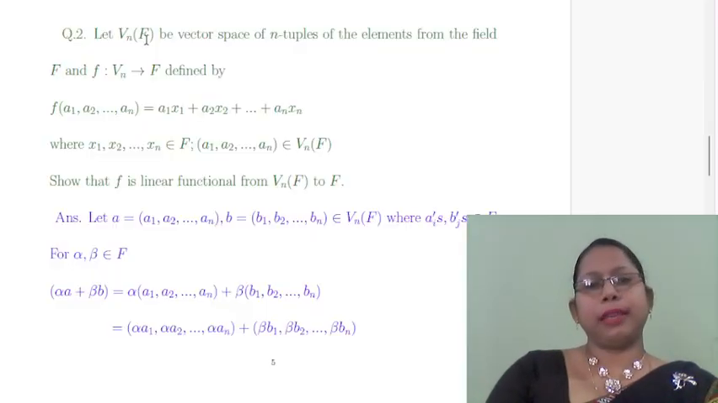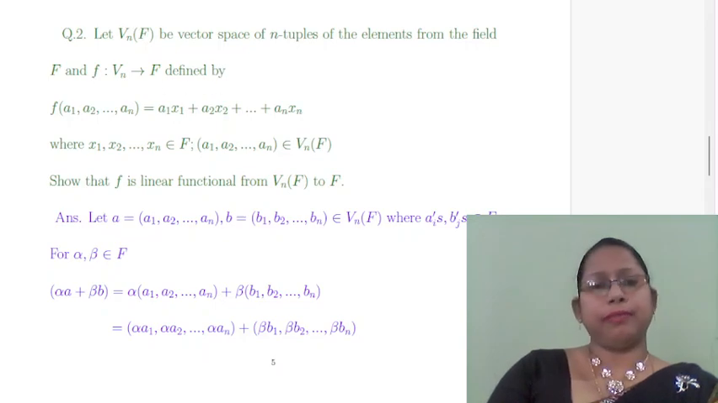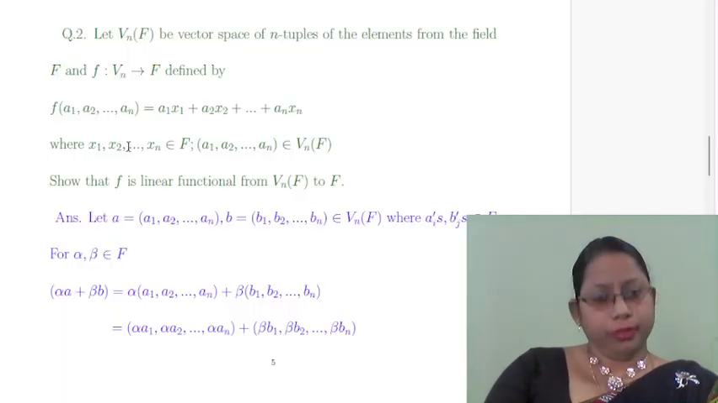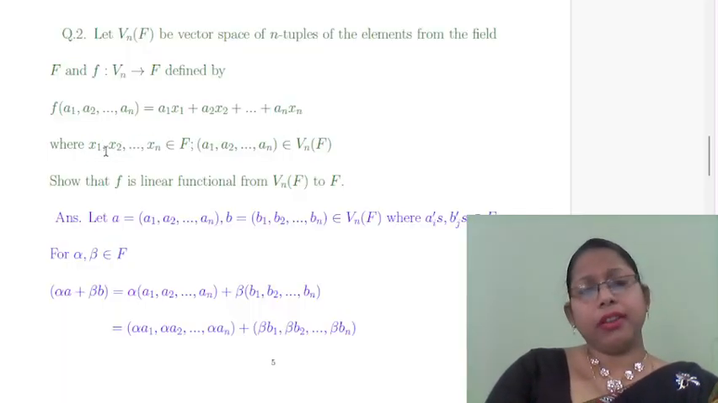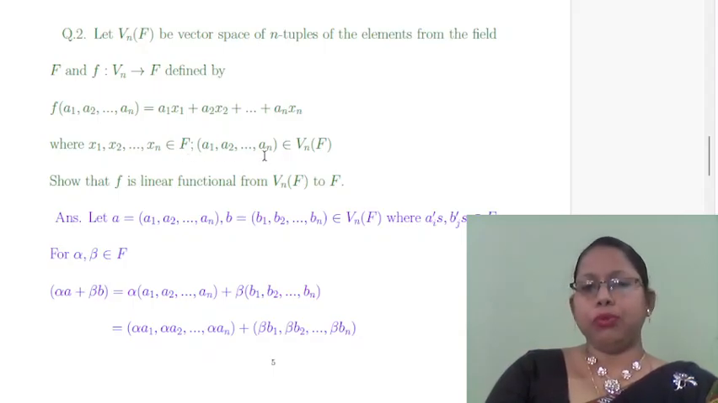Next, let Vn(F) be the vector space of n-tuples of elements from the field F, and f from Vn to F defined by f of (a1, a2, up to an) is equal to a1 x1 plus a2 x2 plus dot dot dot an xn, where x1, x2, dot dot dot xn belong to F, and (a1, a2, dot dot dot an) belongs to Vn(F). So that f is a linear functional from Vn(F) to F.